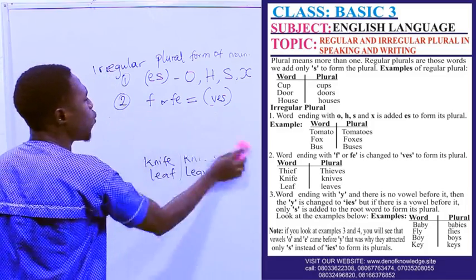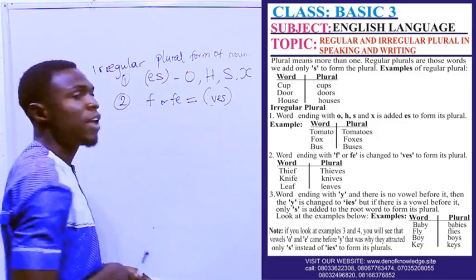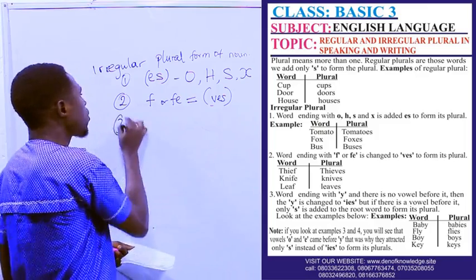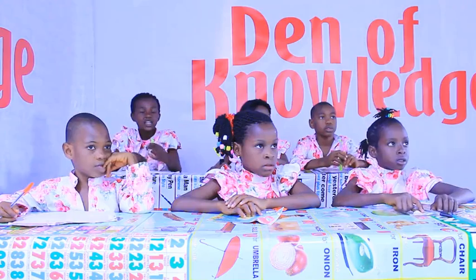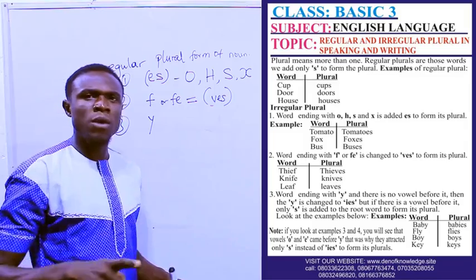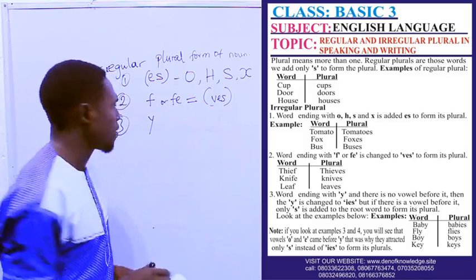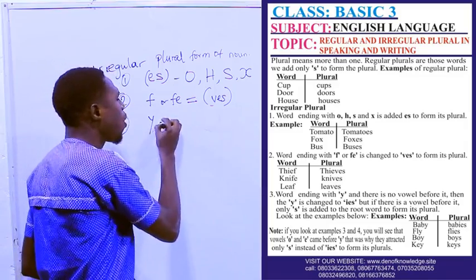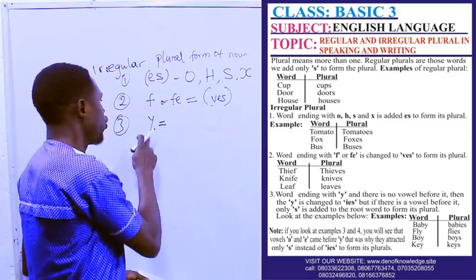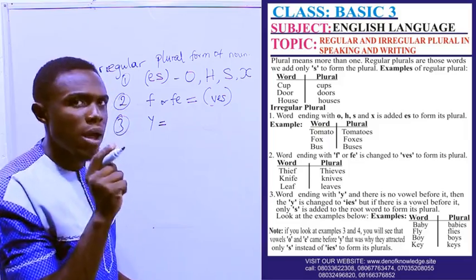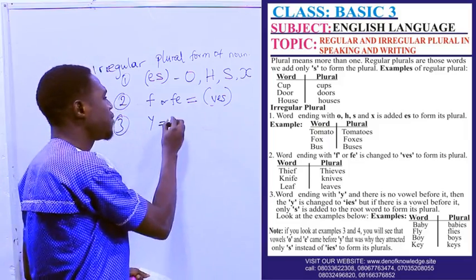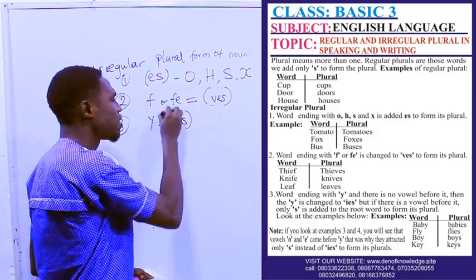Alright, I told you there are three. Now let's look at the third one, and that is where we are going to stop for today. The third one is nouns or words ending with letter Y. Now listen. Words ending with letter Y, we remove it and put IES.